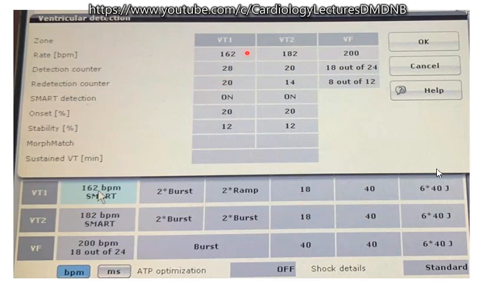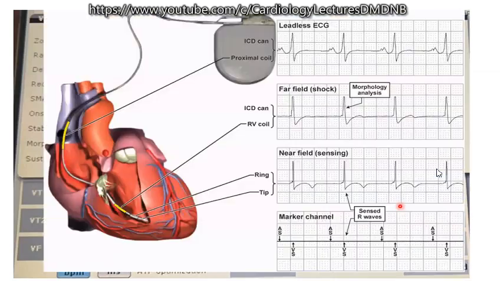Secondly, this is actually a Biotronik screen. If you have a dual chamber ICD, it uses other algorithms apart from stability, onset, and morphology match to differentiate supraventricular tachycardia from ventricular tachycardia. And then after that, it gives therapy. So you can give separate therapy in separate zones, starting from different numbers of anti-tachycardia pacings and different numbers of energies or shocks.